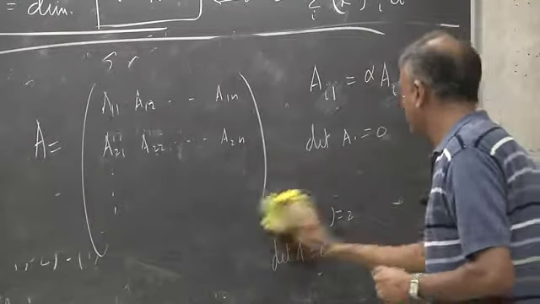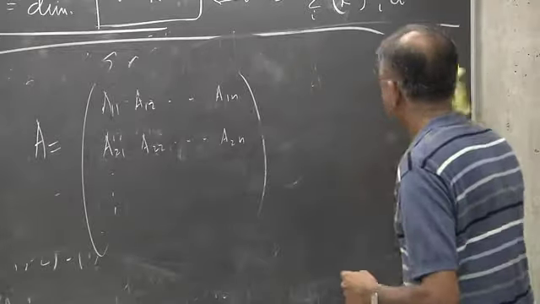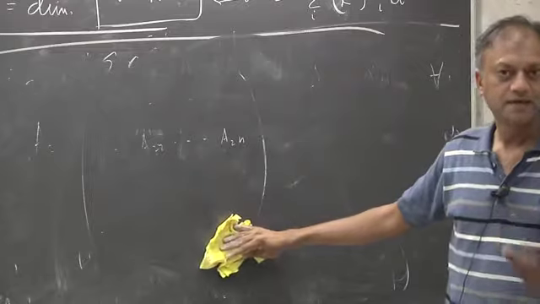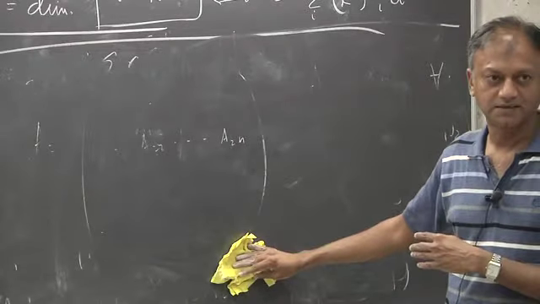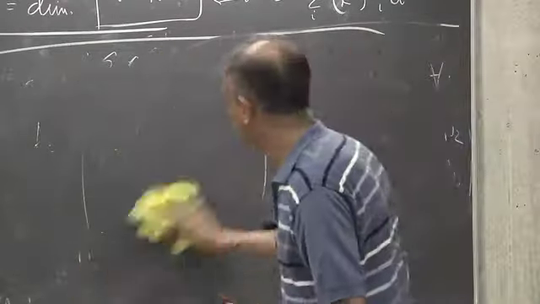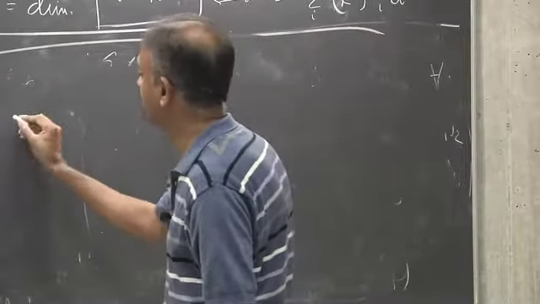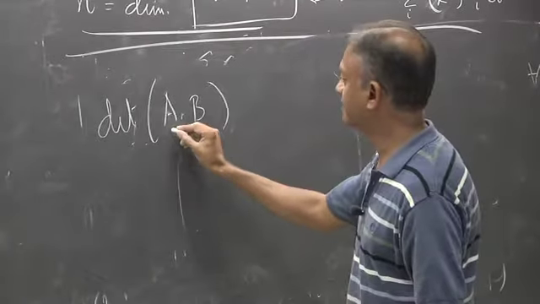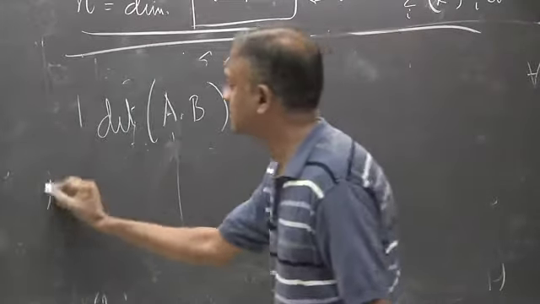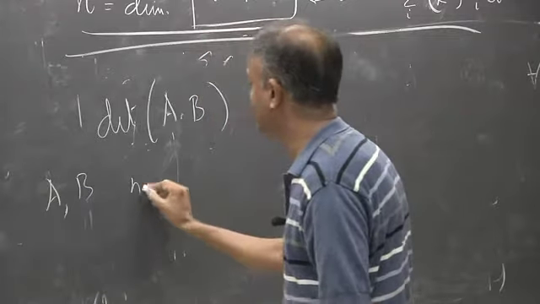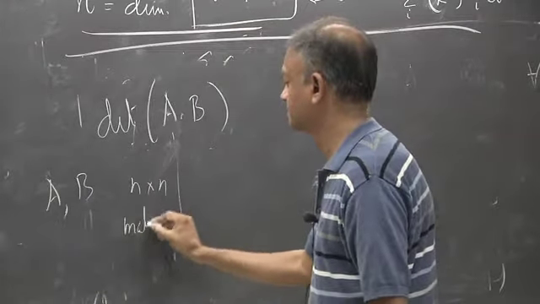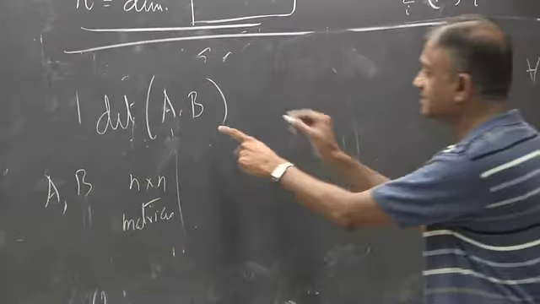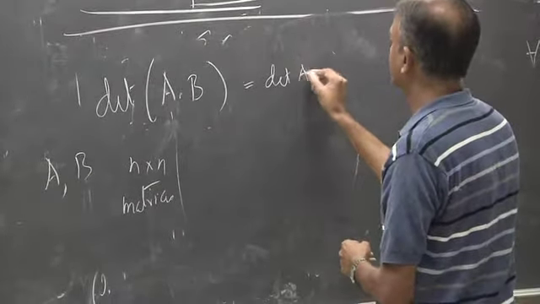Then there is another very important property: the determinant of the product of two n by n matrices is equal to the product of the determinants of the matrices. You must have seen this many times. The determinant of A times B, where A and B are both n by n square matrices, is the same as the determinant of A times the determinant of B.